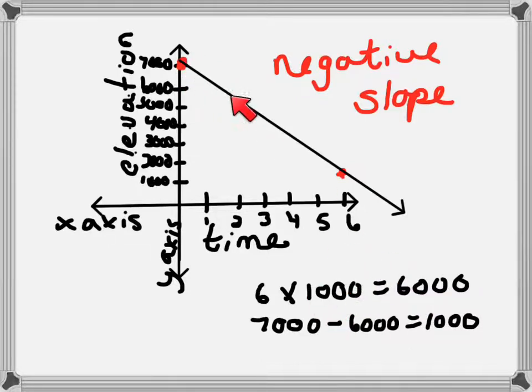Notice that again I didn't put all the points in because there's no real use in doing that. You just want a couple points so that you can model the line and show what's happening, that it's going down 1,000 for every 1 minute.